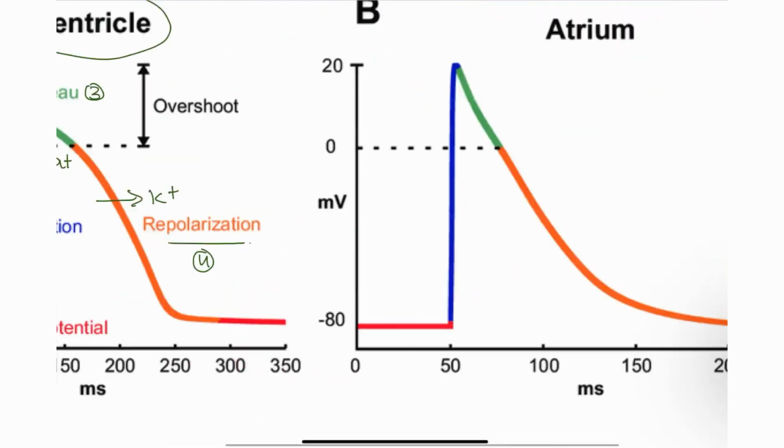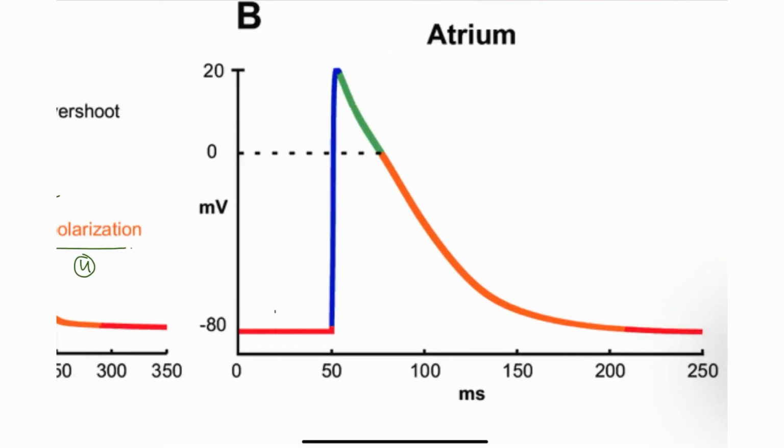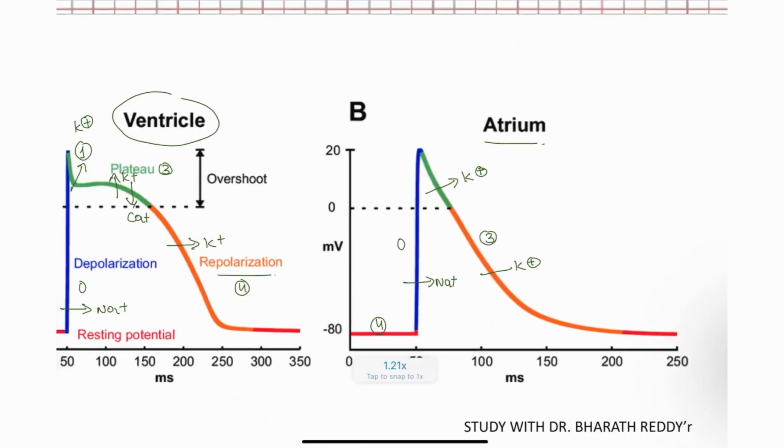Next, here in the atrium, this is phase 4 and this is phase 0, and here it is phase 3. So in phase 0 there will be a sodium influx, and here it is going to be the potassium efflux. Again, here there is going to be the potassium efflux. So there is no plateau phase present in the atria. Okay, this is the first thing that you have to remember about the action potentials.